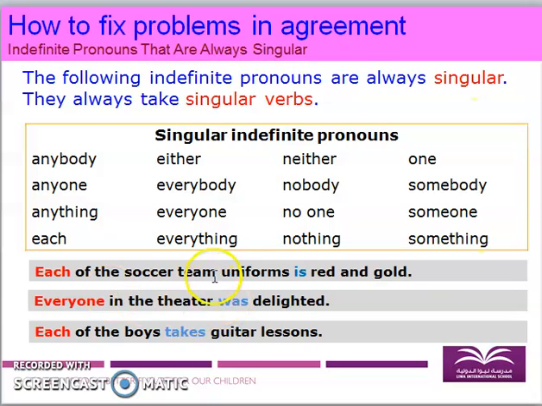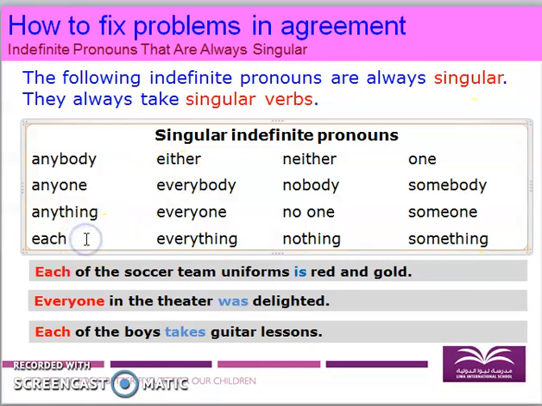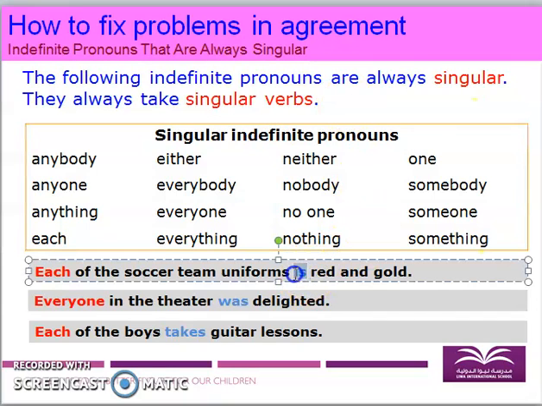Now let us use each as our subject in a sentence. Each of the soccer team uniforms is red and gold. Let us identify the subject in this sentence. Each is our subject. Each, as we said, is a singular indefinite pronoun, so the verb must also be singular. That's why we use is here.